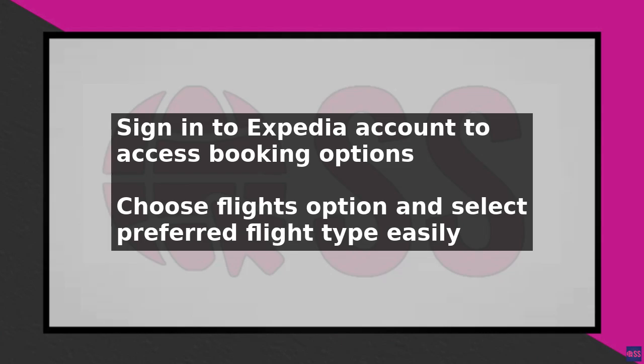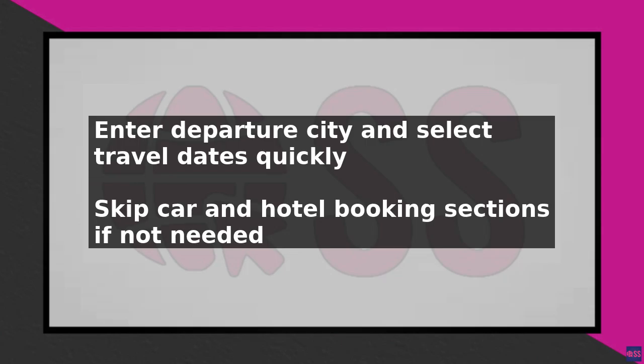You can also select your class of travel, ranging from economy to first class. For this example, choose a round trip in economy class. Next, enter your departure city, which can be a specific airport or all airports in a particular city.